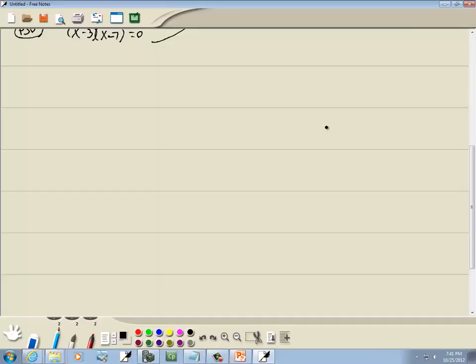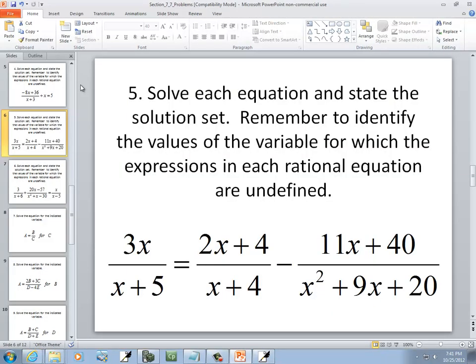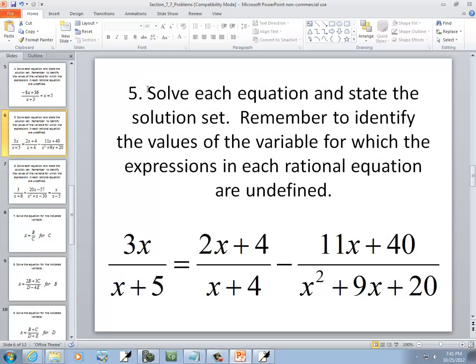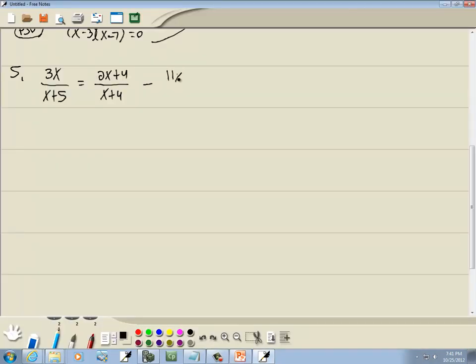Okay. Number 5. We got 3x over x plus 5 equals 2x plus 4 over x plus 4 minus 11x plus 40 over x squared plus 9x plus 20.